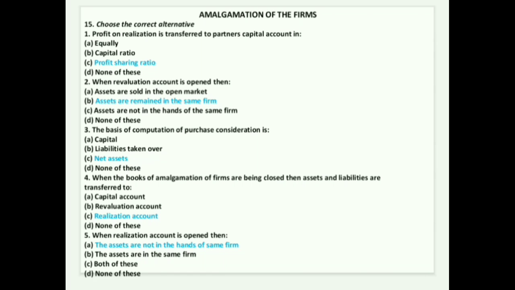Third, the basis of computation of purchase consideration is capital, liabilities taken over, net asset, none of the above. So the computation of the purchase consideration depends upon the net asset.